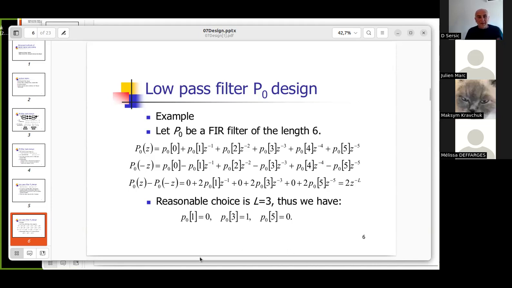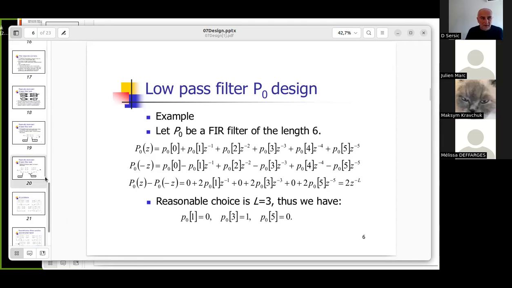So we have 3 coefficients that we can set in any way we want, and we have 3 coefficients that must obey these 3 equations. And that's all we need to achieve the non-distortion condition.